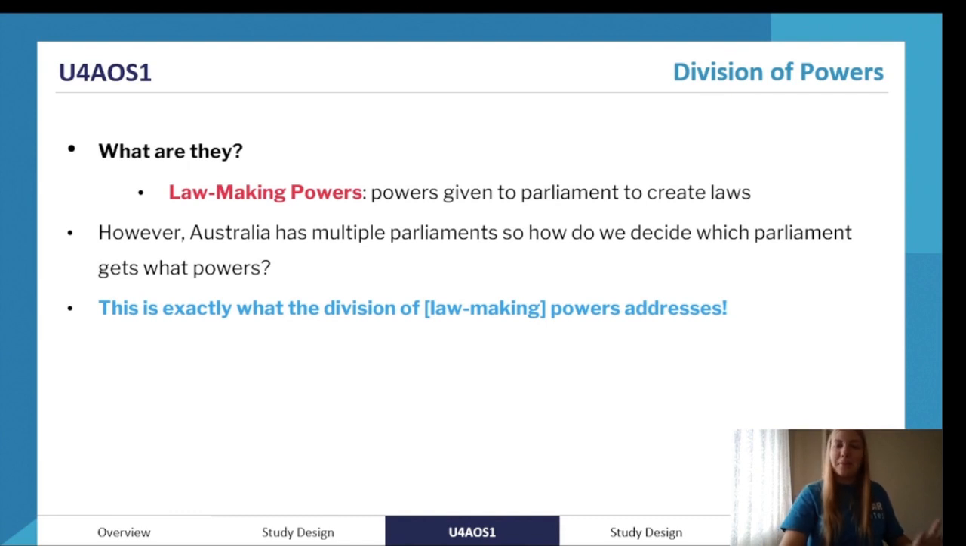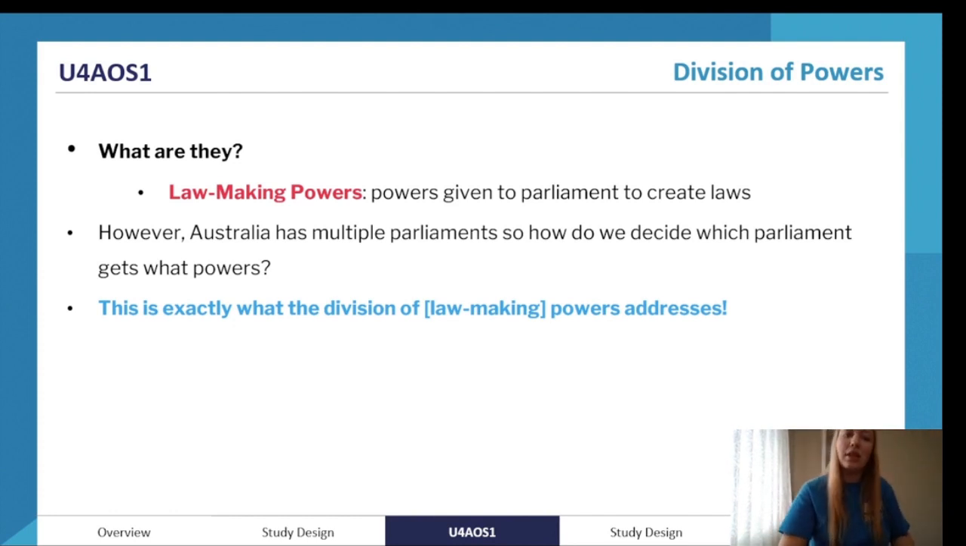So we're going to look at the division of powers, which is the very next dot point. We've literally already covered one of the dot points on the study design for Unit 4 Area of Study 1. Of course, in going into depth, you'd want to also be aware of the compositions of each house, how many members, how are they selected, and you also want to be able to discuss the strengths and the weaknesses or the limitations of the roles of each lower house, upper house, and the Queen's representative.